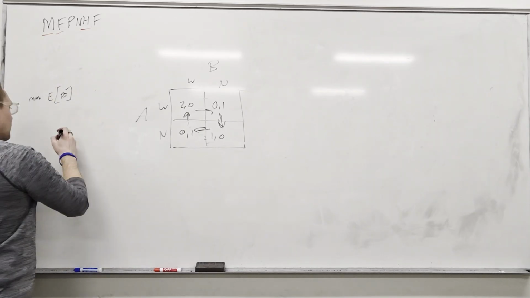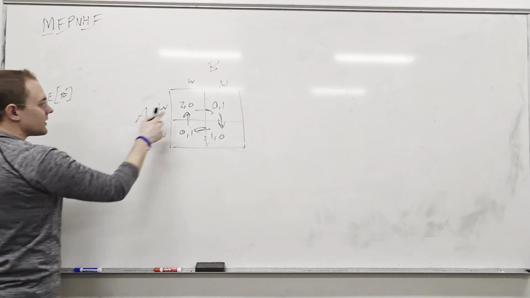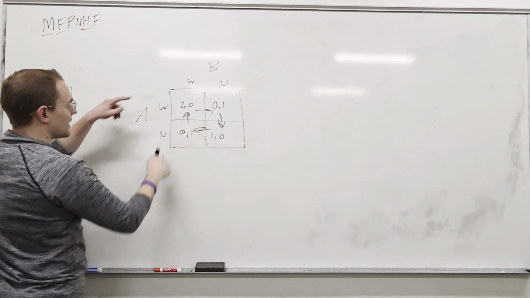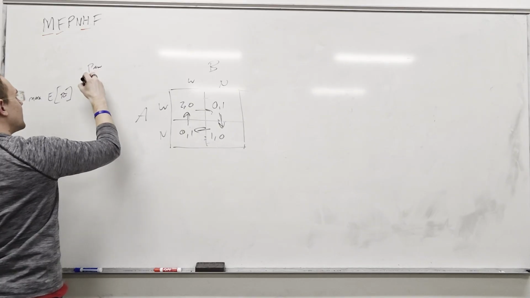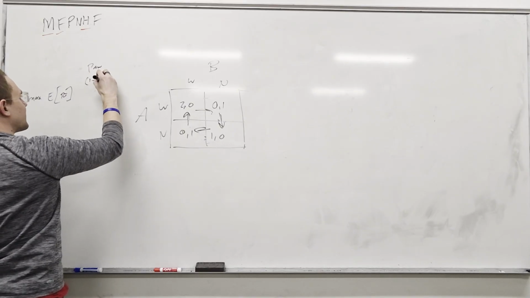All right, let's see. What is the expected payoff of A? Well, let's take each of these situations. So the expected payoff of A, in the case where, we'll say there's a probability that A whips and a probability that A nays, which is 1 minus the probability A whips.